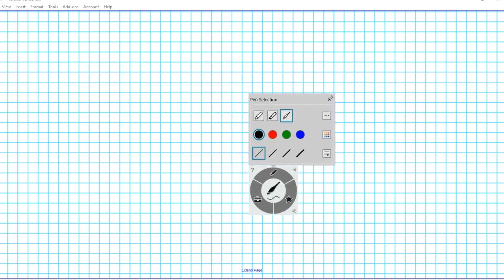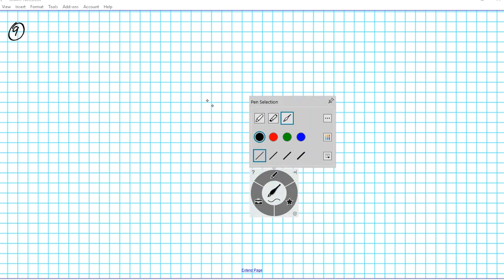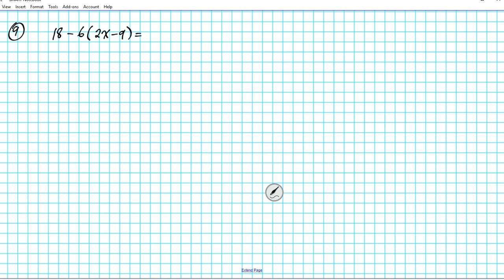Now let's take a look at number 9. For number 9, what if we have to solve 18 minus 6 times the quantity 2x minus 9 equals negative 36? Let's take a look at this one. What we're going to do first is get rid of the parentheses by distribution.